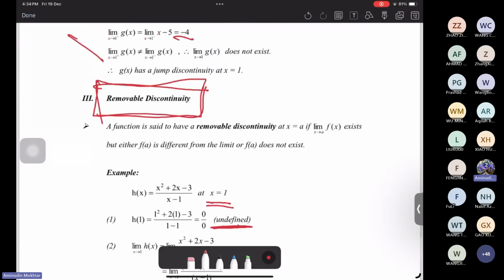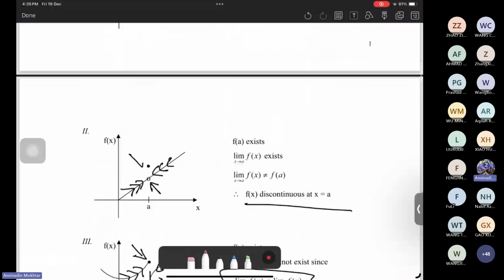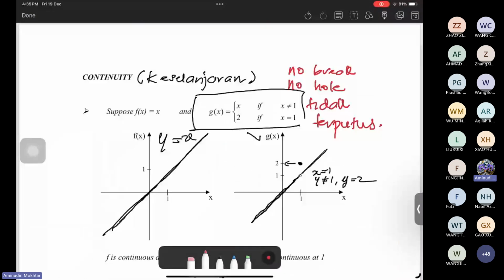Okay, I think that's all for topic 5, limit and continuity. For the next lecture, I will proceed to topic 6, differentiation. Okay, any other question? Any question?